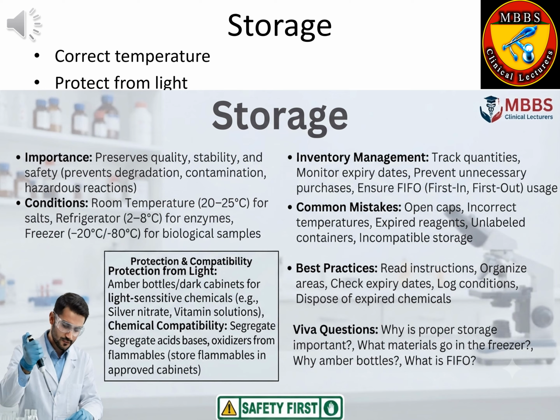Protection from light. Some chemicals are light-sensitive and degrade when exposed to sunlight or strong laboratory lighting. These should be stored in amber-colored bottles or dark cabinets. Examples: silver nitrate, vitamin solutions, certain antibiotics.